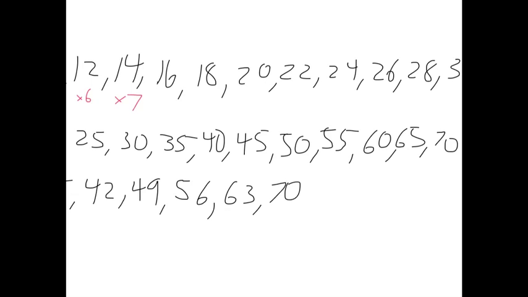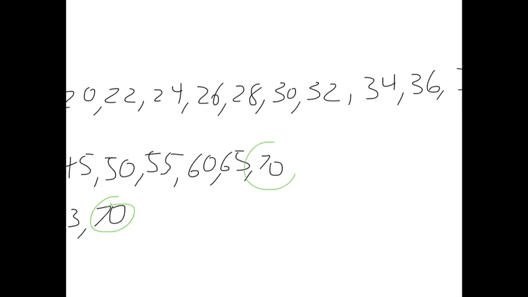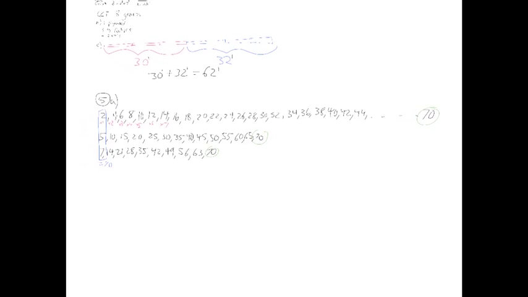So there's 70. There's 70 again. And because we were lazy, there's 70 again. Sometimes lazy is okay. You get it? It's the number that appears first in all three lists.